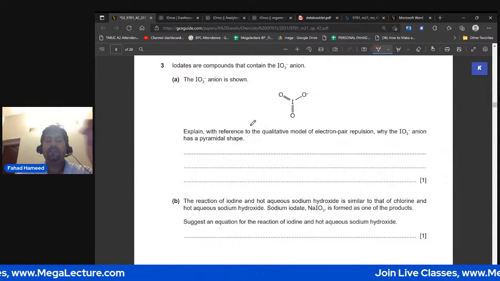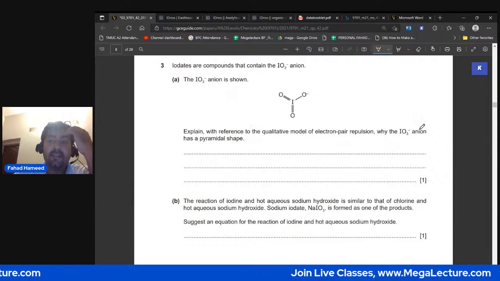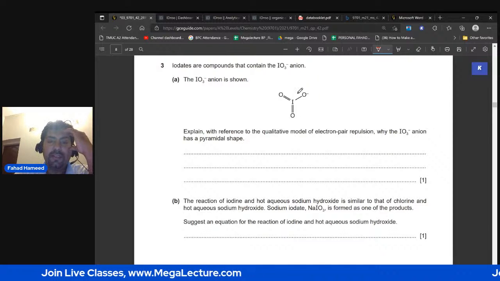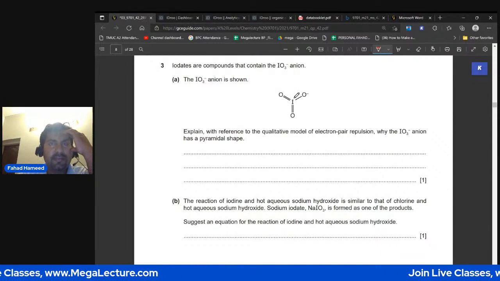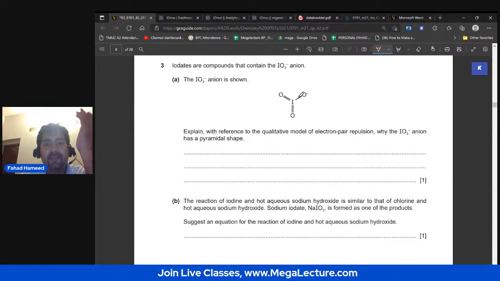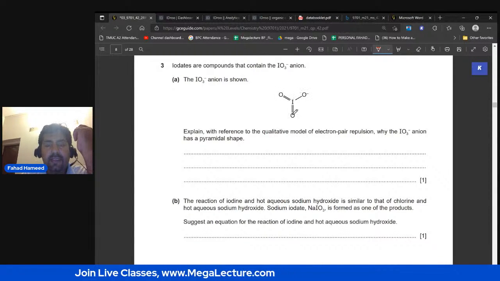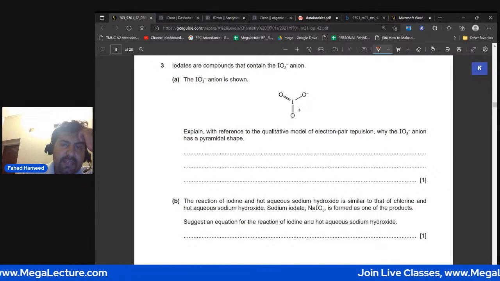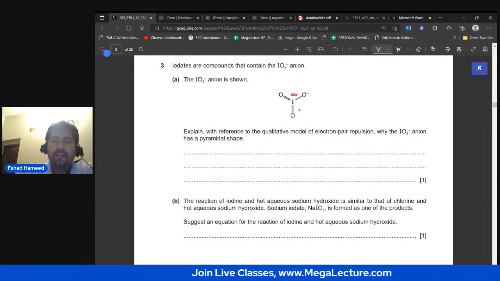Explain with reference to the qualitative model of electron pair repulsion why the IO3-1 ion has a pyramidal shape. According to the qualitative model, iodine is in group 7. It's got 7 valence electrons. So 2 electrons shared here, 2 electrons shared here, 1 shared. That's 5 electrons. Like if you have 5 bonds, that's 5 electrons being shared. So that means there's definitely a lone pair. There are 2 electrons that are left. So this molecule would actually be like a pyramid.